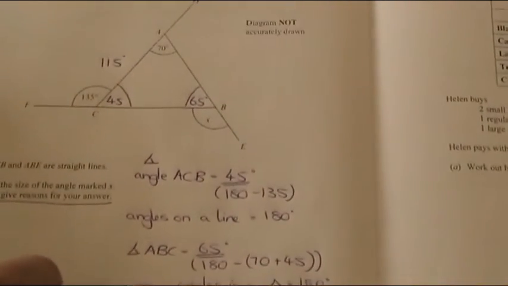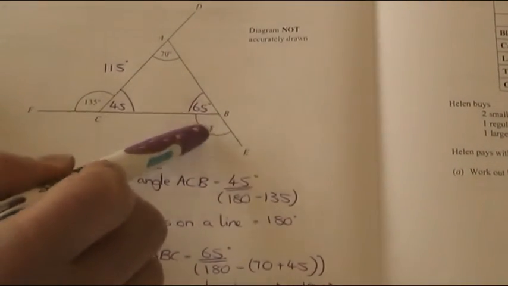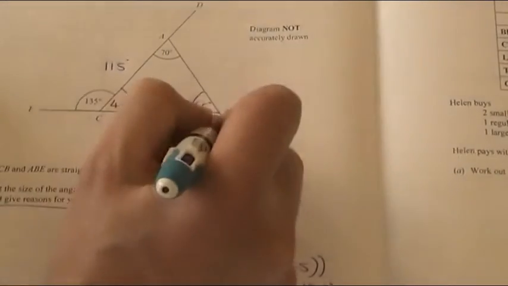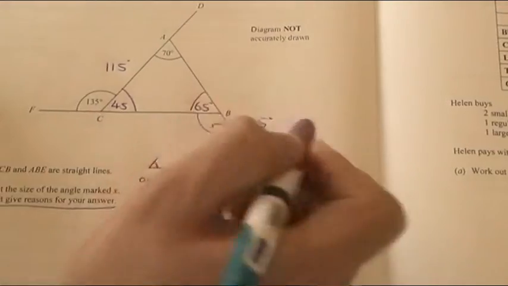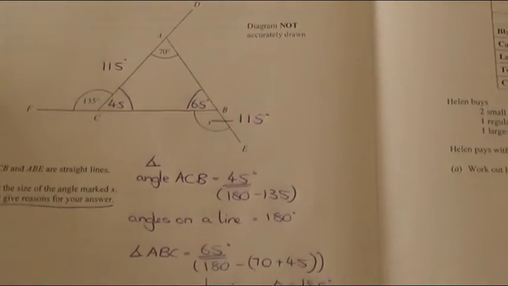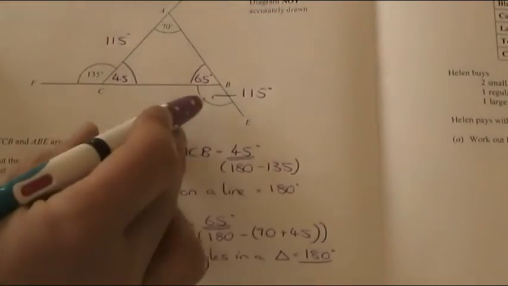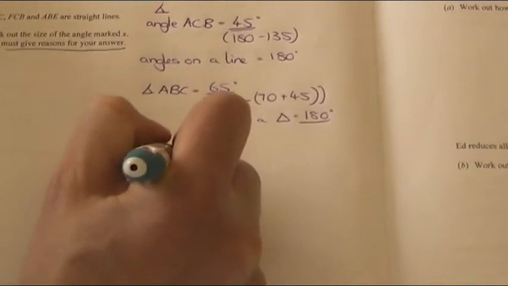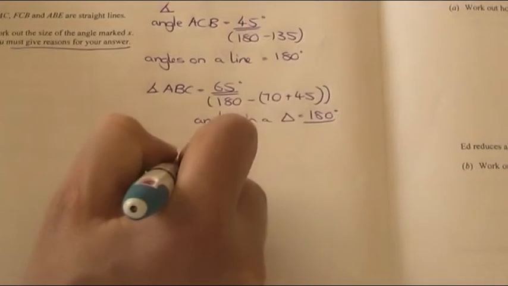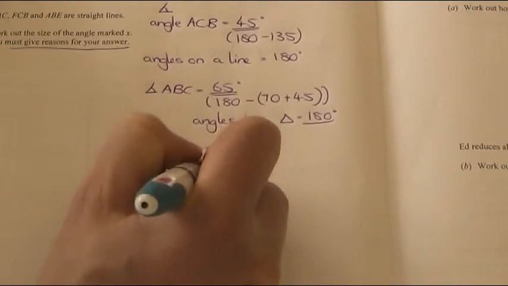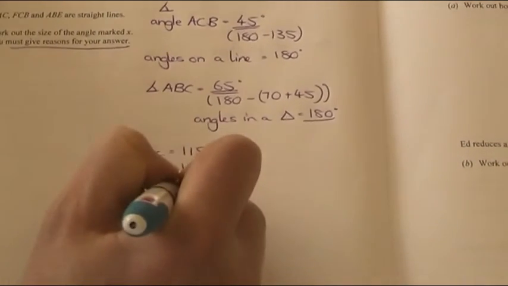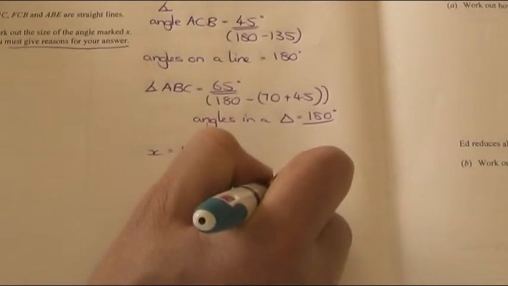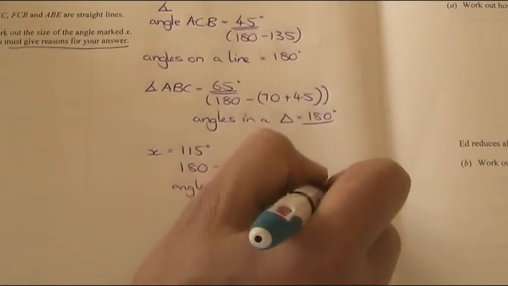Right, going back to the picture. If I know this, I must know this one. And this must be 115 also, because it's on a straight line. So I'm going to call this angle just x, because that's what they want me to find. So x is 115 degrees. That was 180, take away 65, and that's angles on a line equal 180 degrees again.